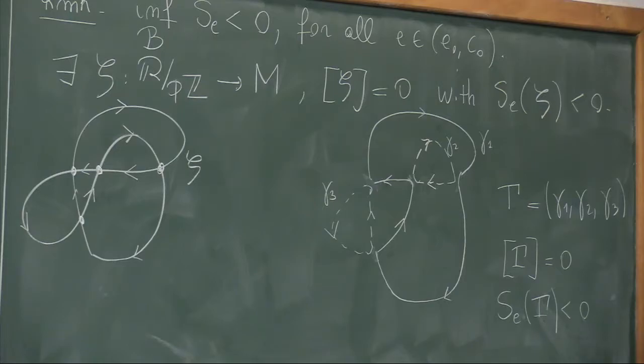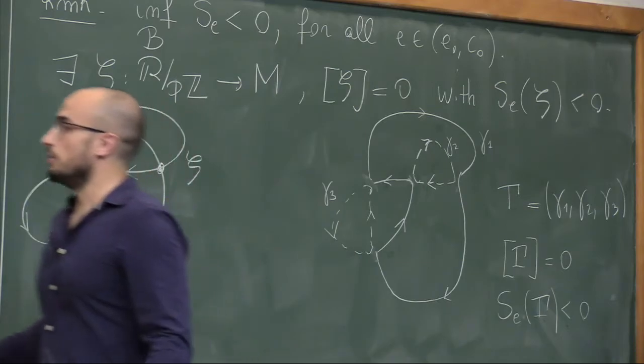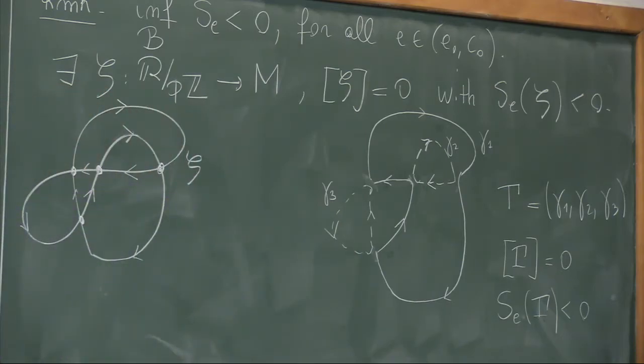So that's the reason why the energy C0 plays a role. And I should mention that we really need to work with multicurves, because if we would like to work with embedded curves, then it is possible that we don't find embedded curves with negative action. We really need multicurves. Okay, so that's briefly how we need C0, and very good. So this is the first result.